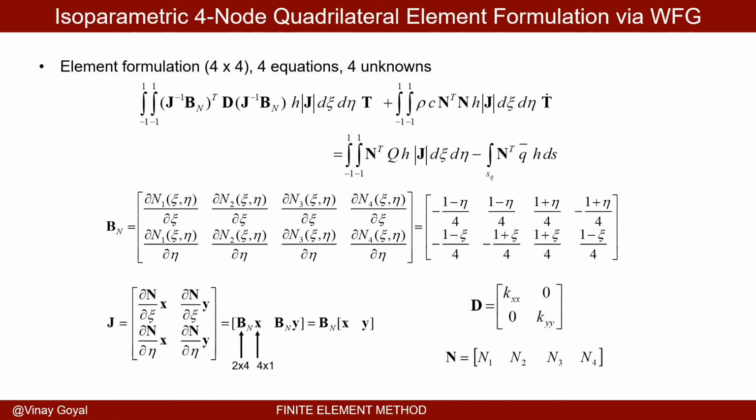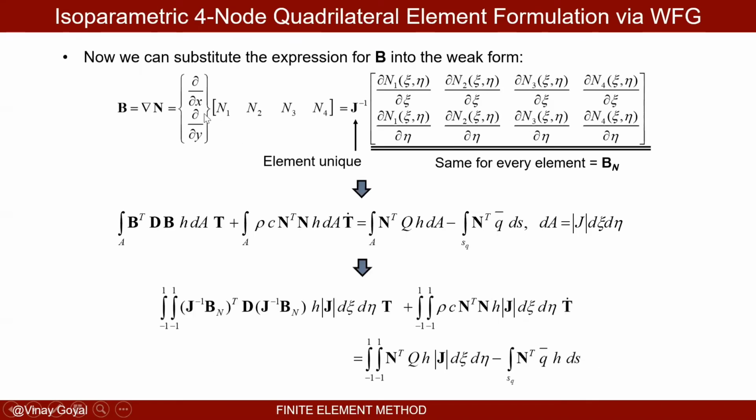So the element formulation, you have 4 equations for 4 unknowns. And this B bold and B bold. So look at this, right? Another thing I want to show you is that this B bold is J inverse times B bold N, right? So that's J inverse B bold N. So that's what I've done. Plugged everything in there. Everything else stays the same.